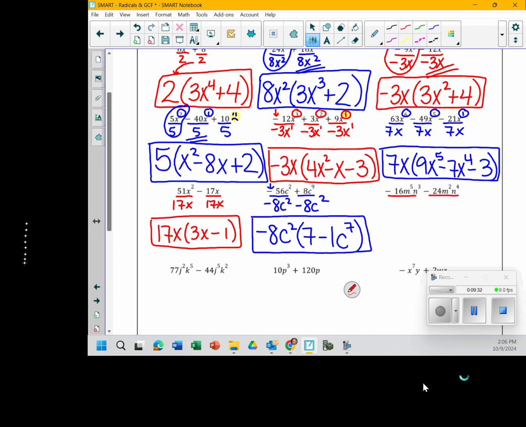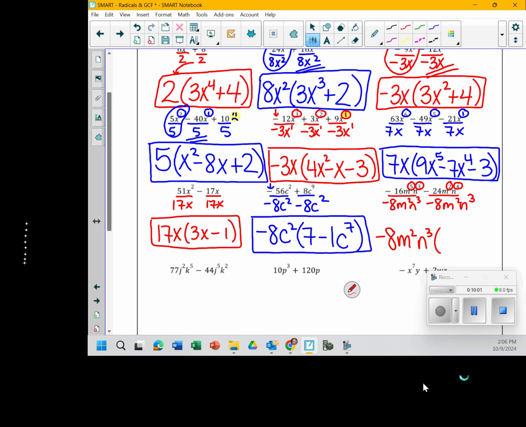Next one, biggest thing for negative 16 and negative 24 is going to be negative 8. This one's a little trickier because we have multiple letters, so let's check the m's first. I have 5 versus 2. The most I can bring out is 2. For my n's, I have 3 or 4, so the most I can bring out is 3. So coming out front, I have negative 8, m squared, n cubed.